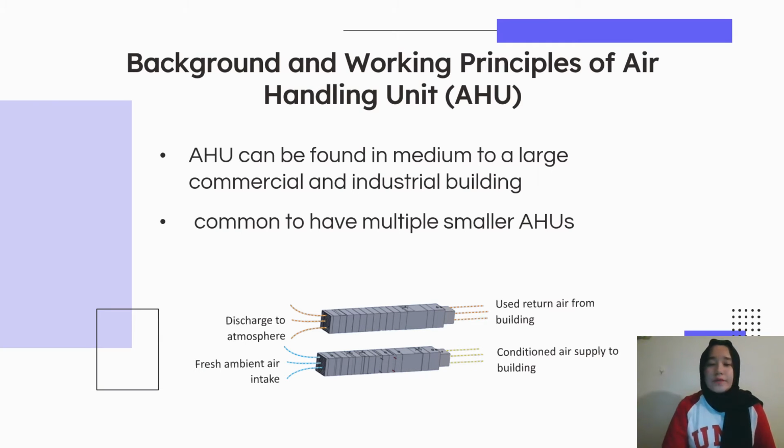Next, the background and working principle of AHU. AHU can be found in medium to large commercial and industrial buildings. It is usually located in the basement, on the roof, or on the floors of the building. It serves a specified area or single purpose. All high-rise buildings would have one large AHU, usually located on the roof, but without a return duct. It is common to have multiple smaller AHUs supplying different zones to give better control and high-quality space conditioning. Buildings are now much more airtight, so we need a return duct to regulate the building's pressure.